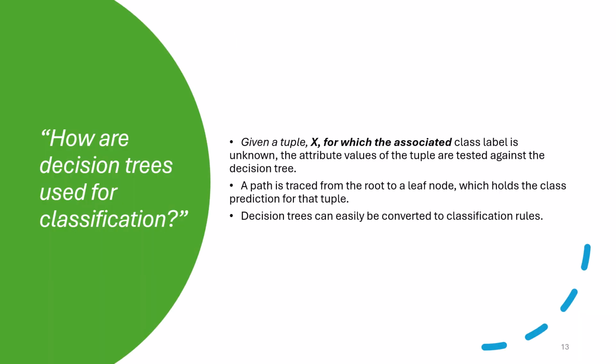How are decision trees used for classification? Given a tuple X for which the associated class label is unknown, the attribute values of the tuple are tested against the decision tree. A path is traced from the root to a leaf node, which holds the class prediction for the tuple. Decision trees can easily be converted to classification rules.